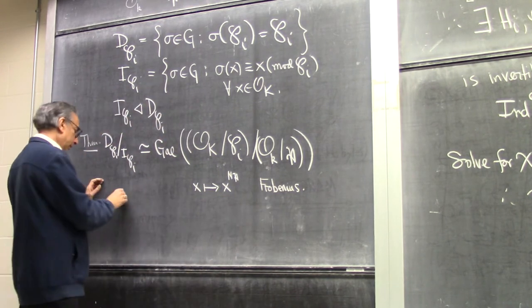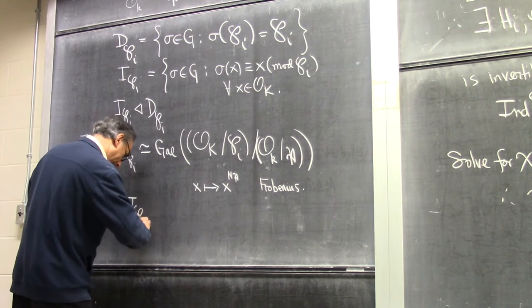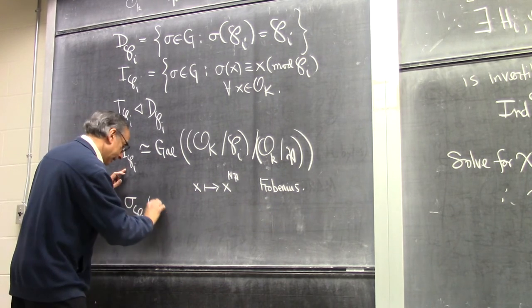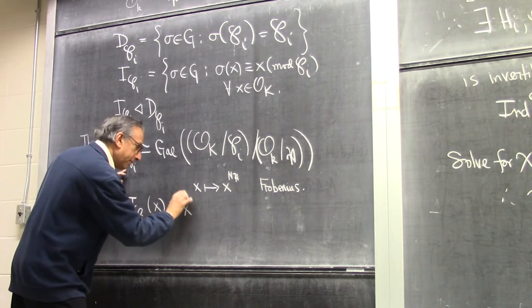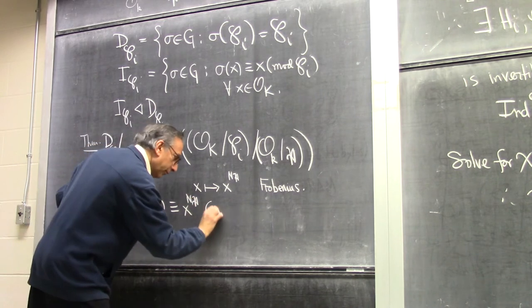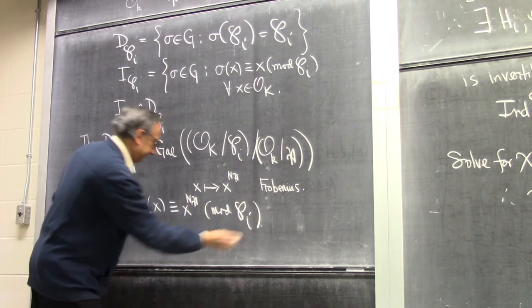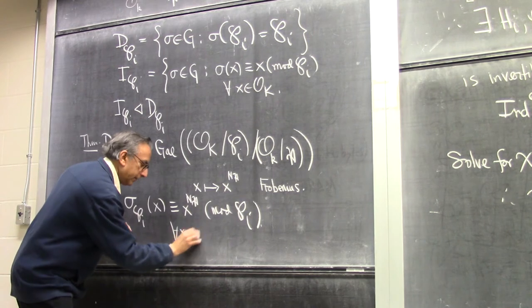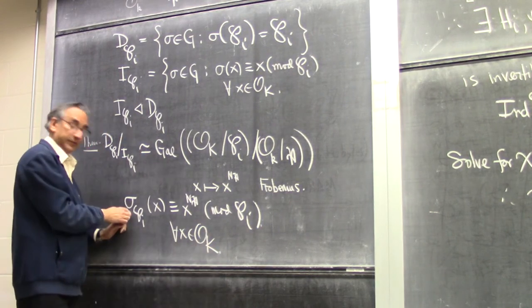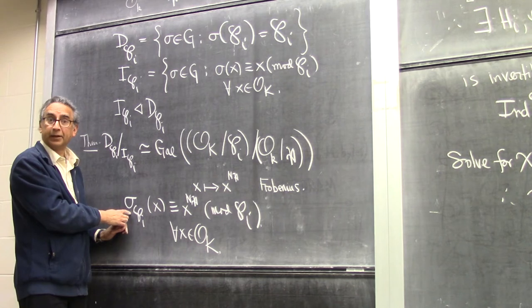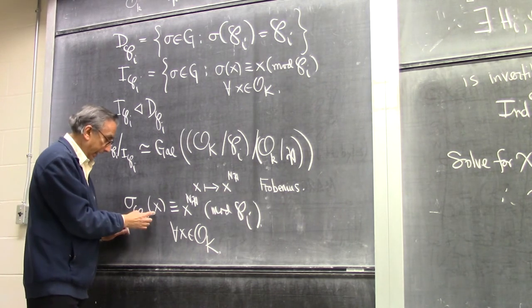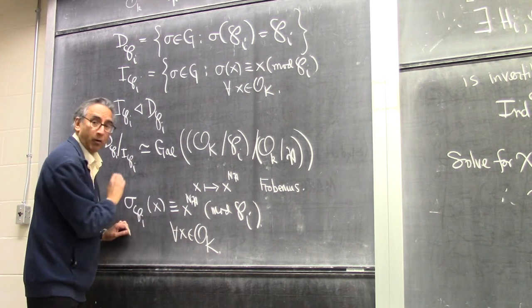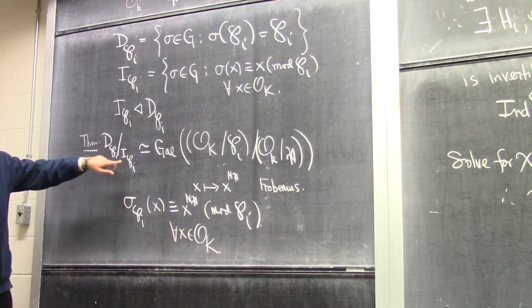Therefore, using that canonical map, there's an element in this decomposition group such that sigma of x is congruent to x to the norm p, modulo pi. This is true for all x in the ring of integers of the top field. So the effect of the automorphism, remember the automorphism is acting on the field, the effect of this acting on a field element modulo pi is the same as x to the norm p. There's a unique such element, unique up to inertia.